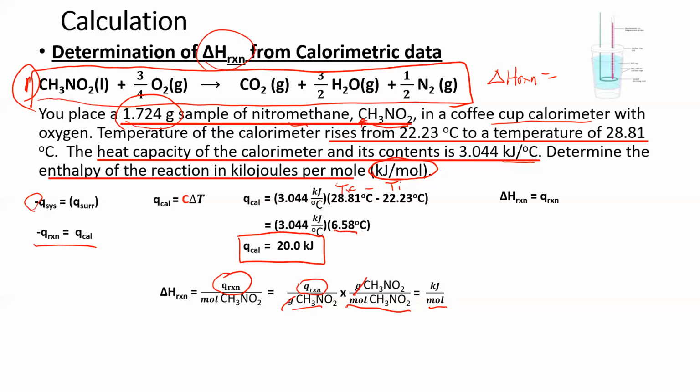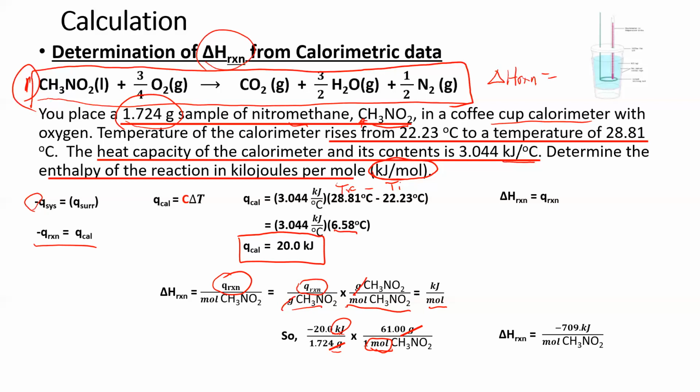So now I plug everything in. So the calorimeter was 20 kilojoules. So the heat of reaction, because it's exothermic, in the 1.724 grams that burned was negative 20 kilojoules. And then I convert the grams into moles using the molar mass of nitromethane. The units of gram cancel. I'll be left with moles of nitromethane and kilojoules, so that my final answer for heat of reaction is kilojoules per mole of nitromethane.